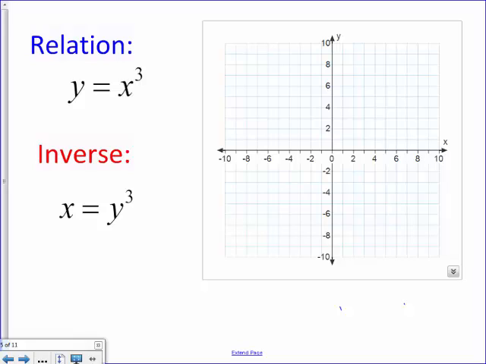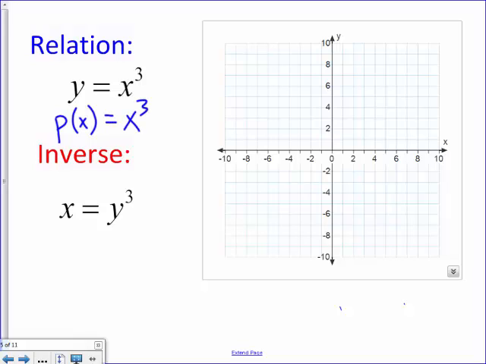So here's my relation, y equals x cubed. All right, let's write it in function notation first of all. So I'd say f of x. Let's give it a different name just so we get used to giving them different names. Let's call this guy p of x, equals x cubed.